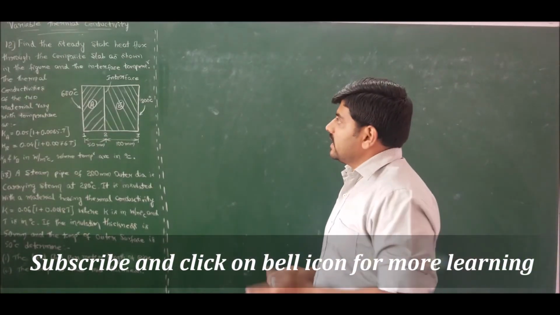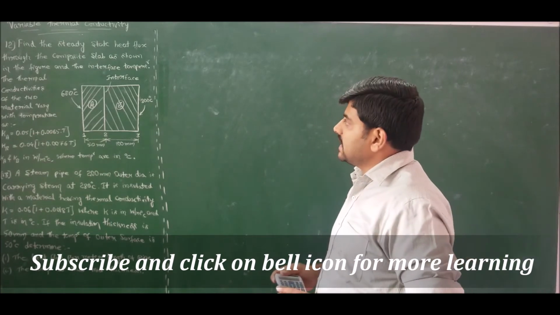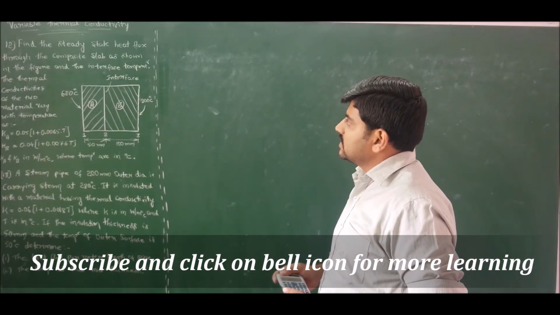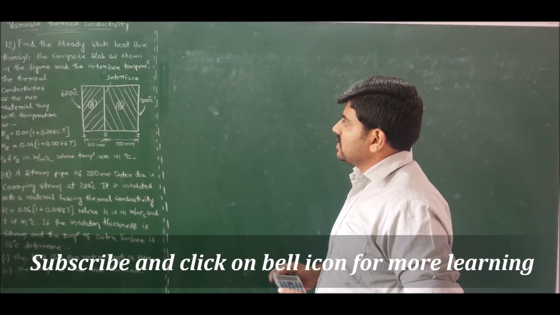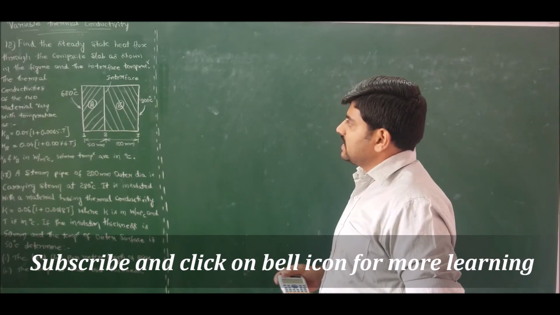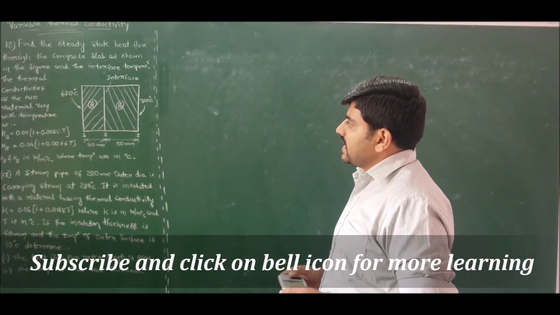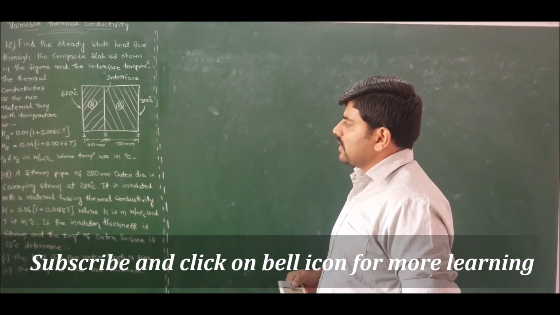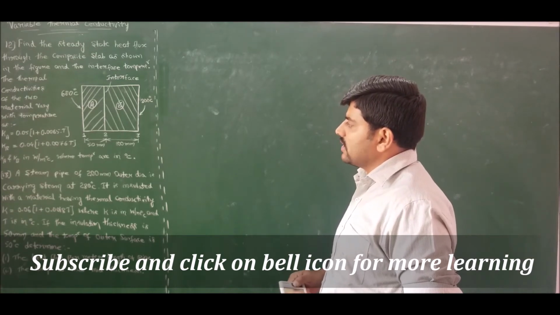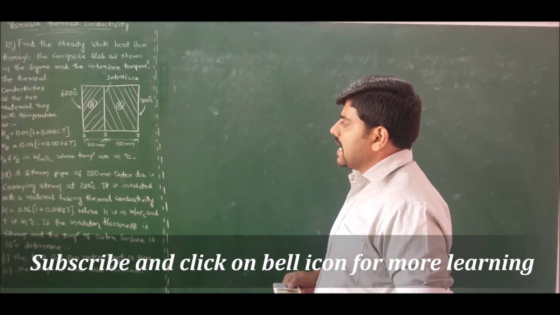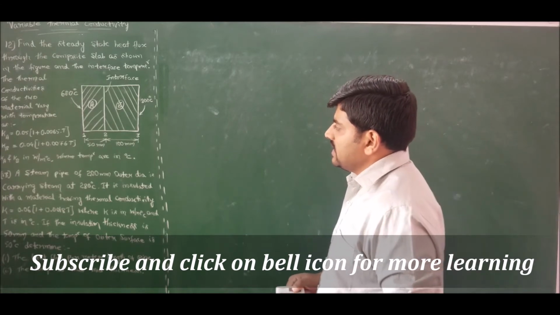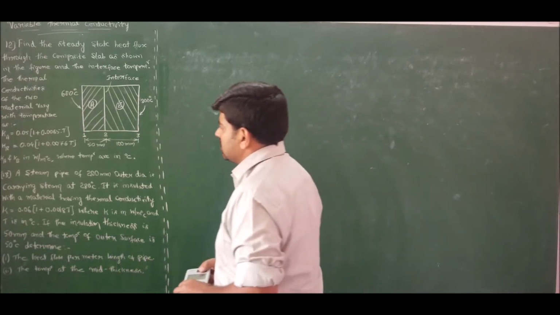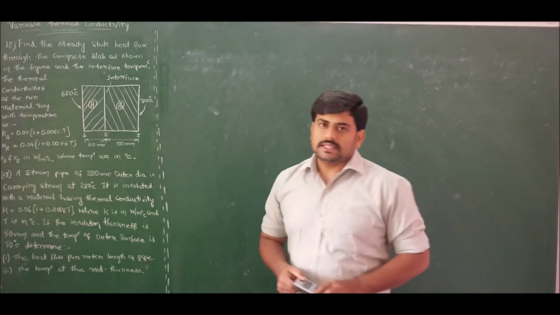Now, moving ahead, problem number 12 states: find the steady state heat flux through the composite slab as shown in the figure, and the interface temperature. The thermal conductivities of the two materials vary with temperature as Ka is equal to 0.05 into 1 plus 0.0065 T, Kb is equal to 0.04 into 1 plus 0.0076 T. Ka and Kb are the thermal conductivities in watt per meter degree Celsius, where temperature is in degree Celsius.